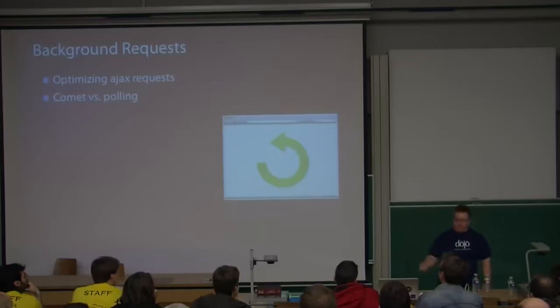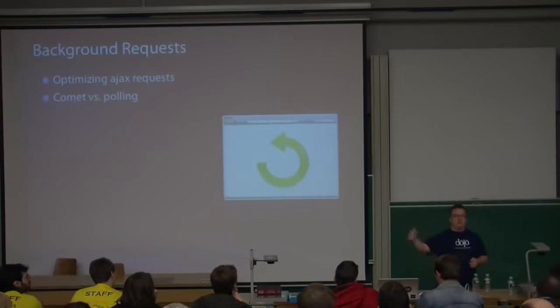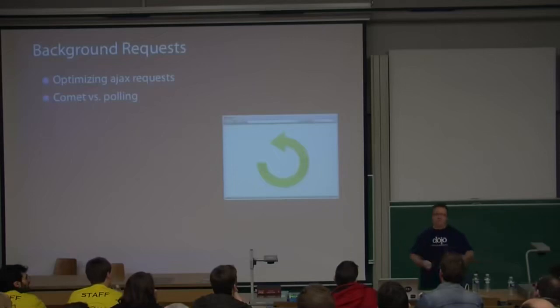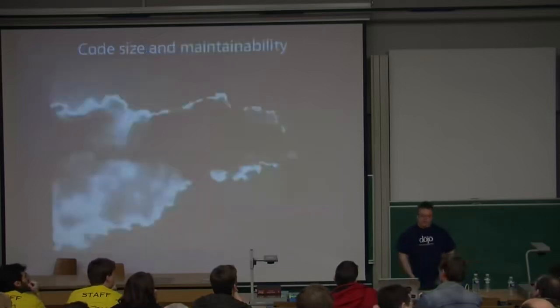Now, Comet is interesting. It's been around in some form since the late 90s, and the idea is it's a collection of techniques and protocols to allow you to push data directly from the server to the browser, or give that type of responsiveness in the form of long polling, or faster than just normal AJAX requests.